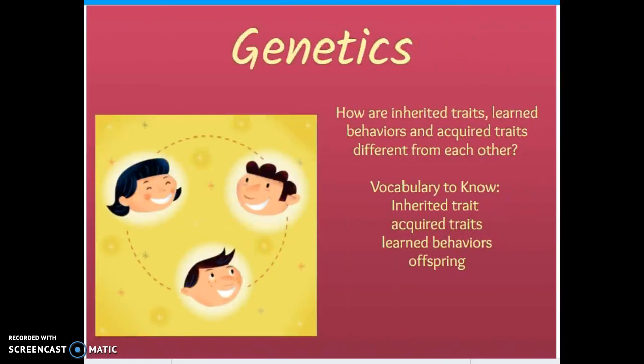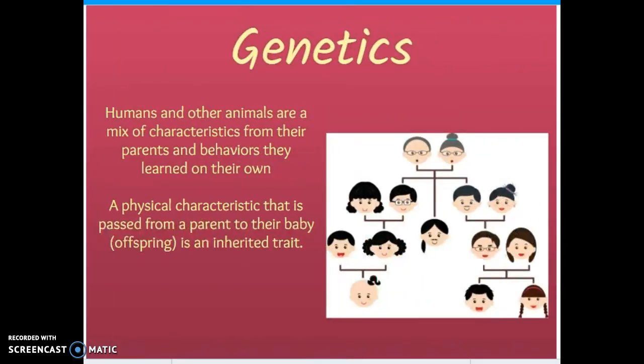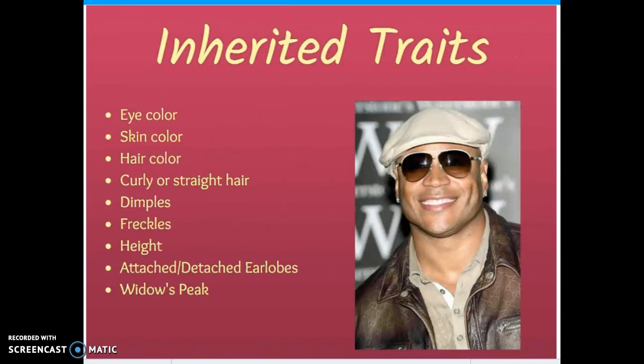I want to talk more about inherited traits. Inherited traits are things that get passed down from parents to their offspring. You're going to hear the word offspring a lot. Offspring are the same thing as your kids or your babies, the first generation of babies that you have. And it's something that's physical about you. So here are a list of some inherited traits. If you wrote down eye color, skin color, hair color, curly hair, straight hair, we're going to get into that a little bit more in the video.